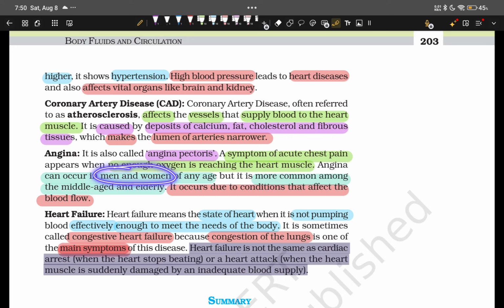It can occur in men and women of any age. However, it's more common in middle-aged and elderly women and men.